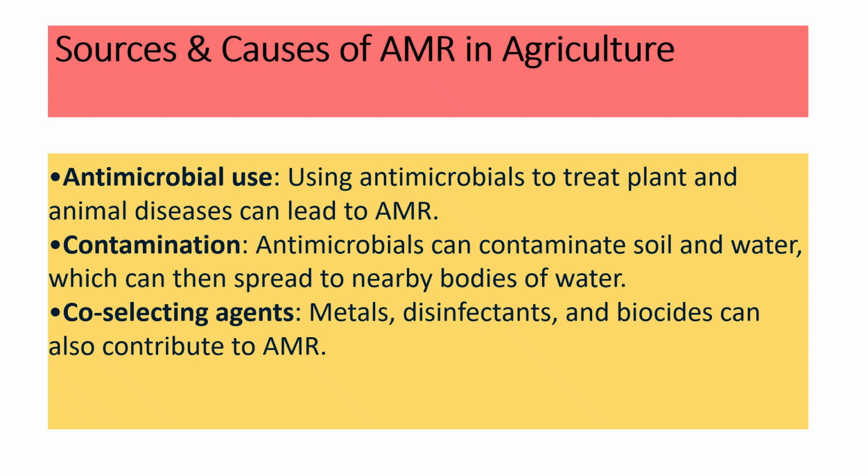Another important factor is co-selecting agents. While direct antibiotic use in crops is limited in many countries, there is still a risk. For example, copper-based pesticides which are widely used can co-select for antibiotic resistance genes, meaning they favor the survival of bacteria that also carry antibiotic resistance. So this can be a major factor for the transfer of AMR.